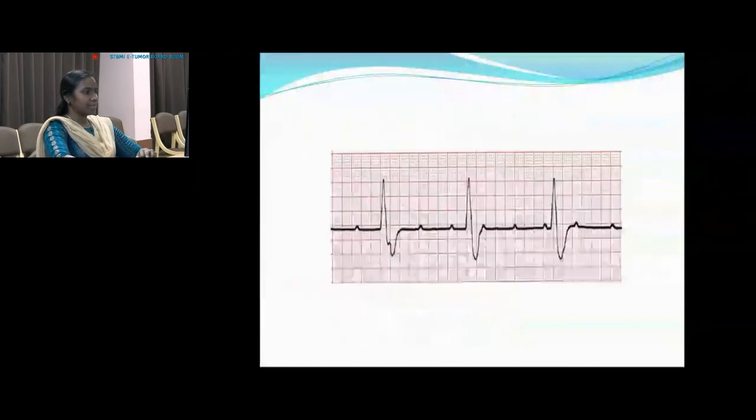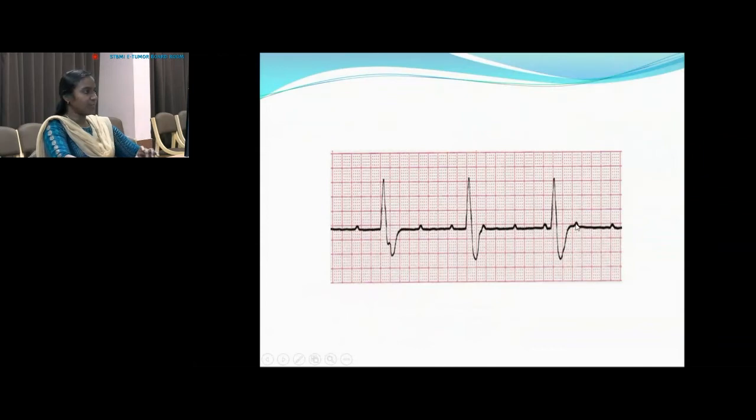See, this is the second-degree Mobitz type 2, that is, two P waves will be there and a QRS complex is being skipped. So like two to three P waves will be followed by one QRS complex. So that is Mobitz 2.